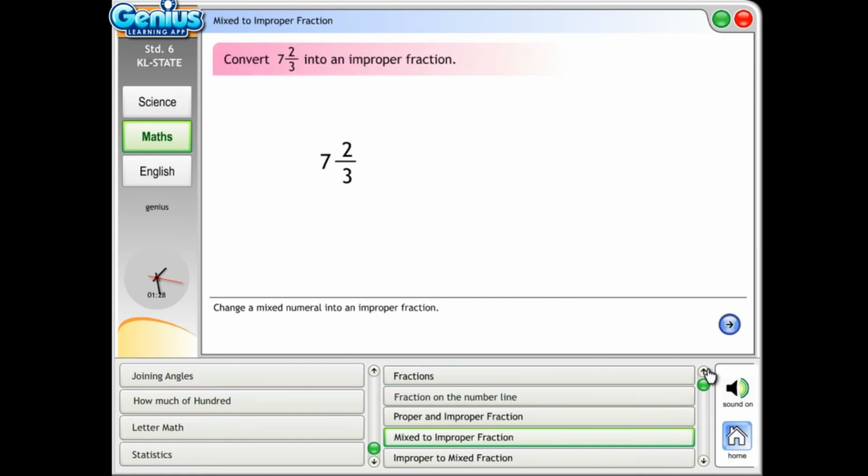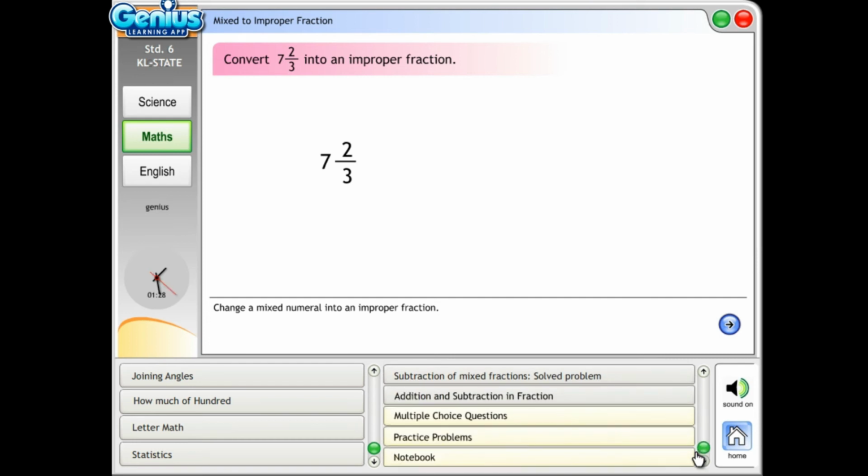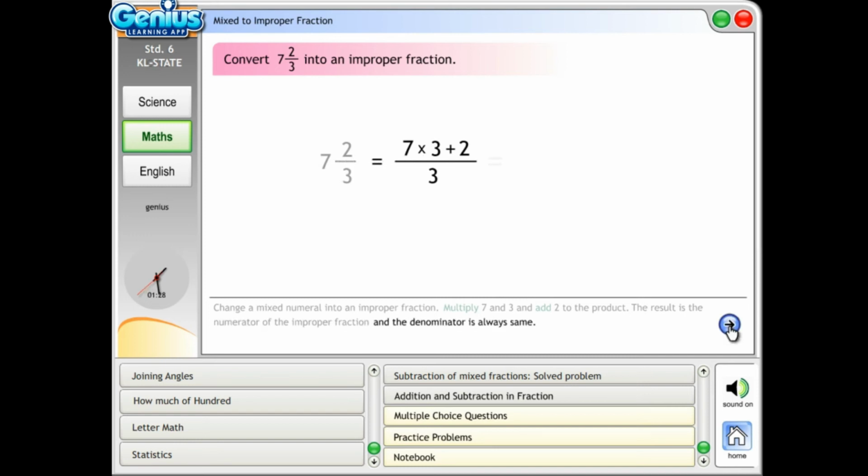Mixed to improper fraction. Convert 7 and 2 by 3 into an improper fraction. To change a mixed numeral into an improper fraction, multiply 7 and 3 and add 2 to the product. The result is the numerator of the improper fraction. And the denominator is always the same. Thus 7 and 2 by 3 equals 23 by 3.